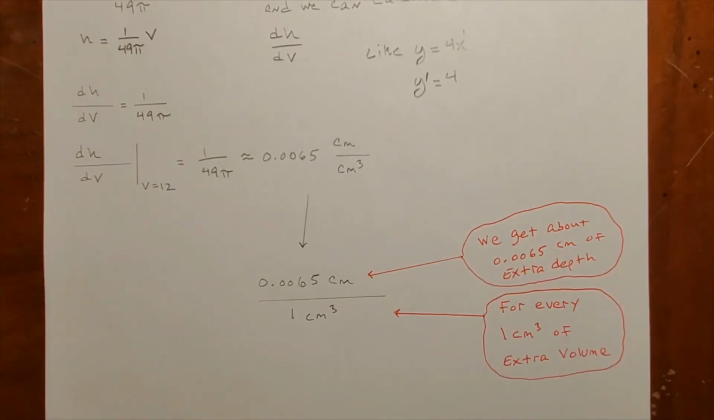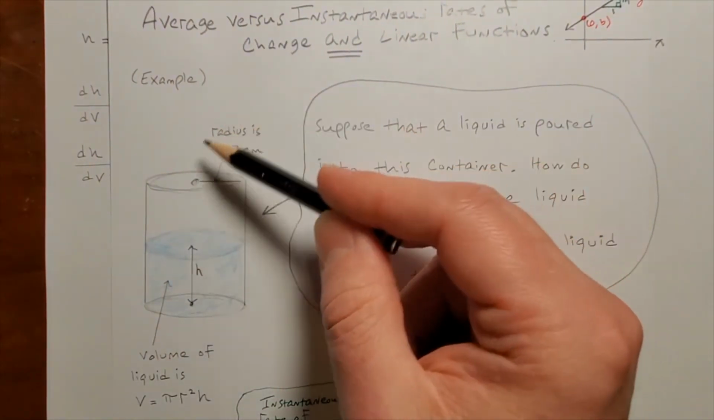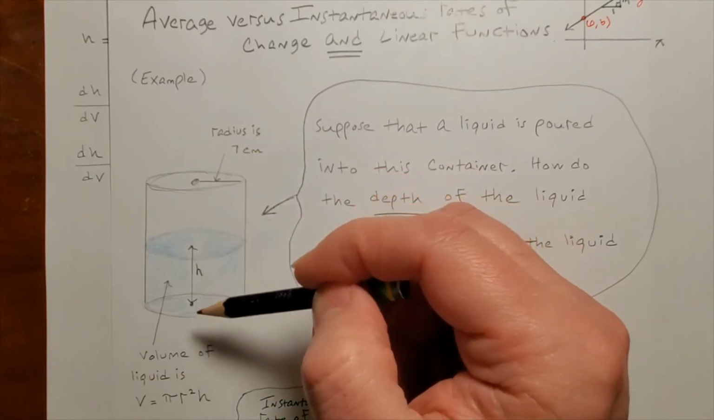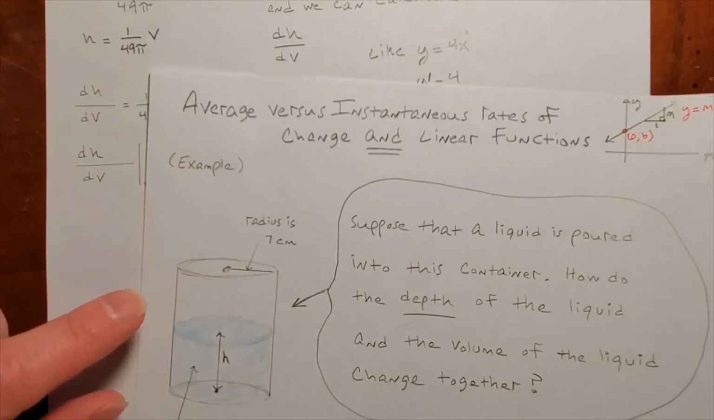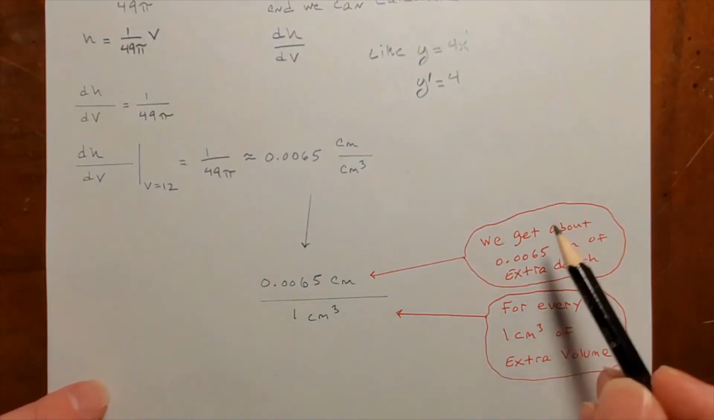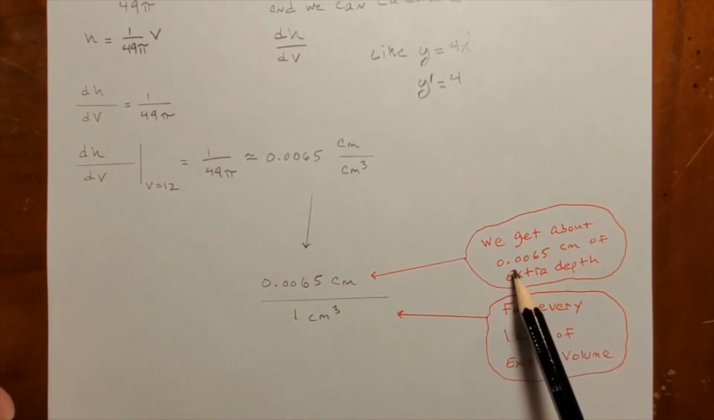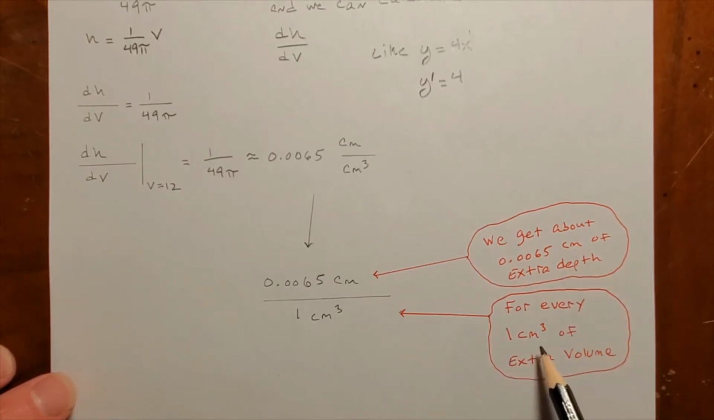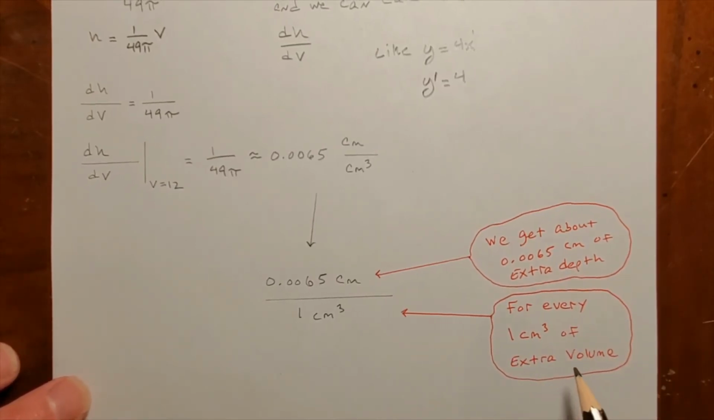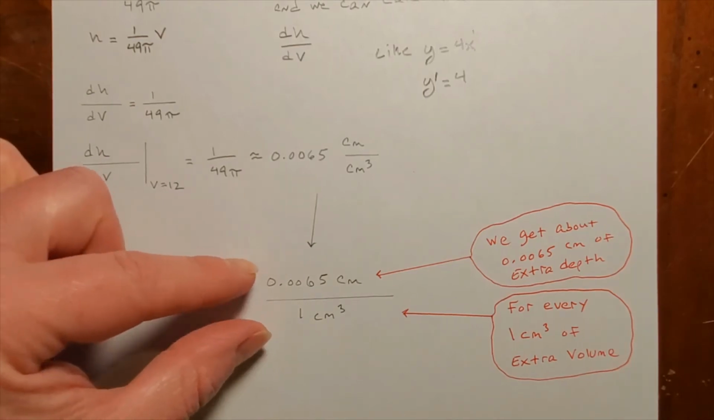So say you were in chemistry class in the lab, and the liquid could be poured in there at a constant rate and you're watching it get deeper and deeper. Then for that particular cylinder with these dimensions, every time the depth, so h is the depth on top, goes up by 0.0065 centimeters, if you could notice that, you're getting an extra cubic centimeter of volume in there. So that's what I wanted to figure out. How are the depth and the volume changing together? It's all in that number. You have to unpack it a little bit.